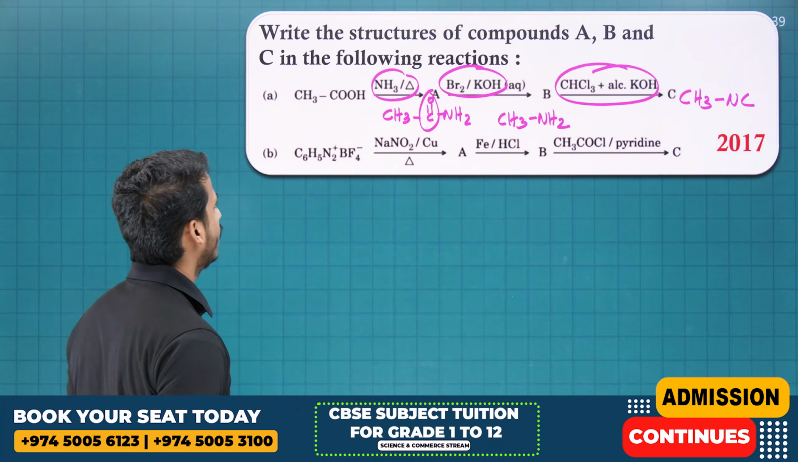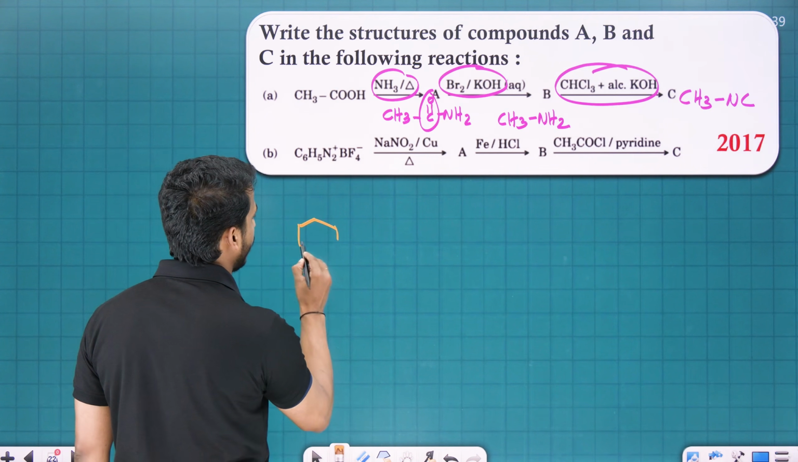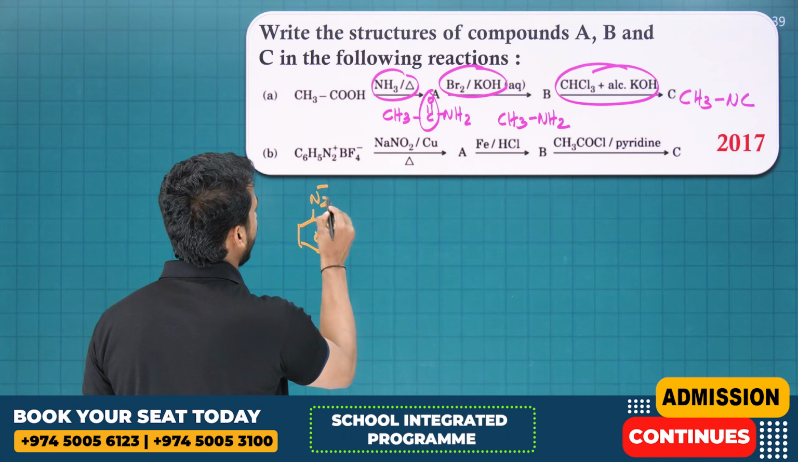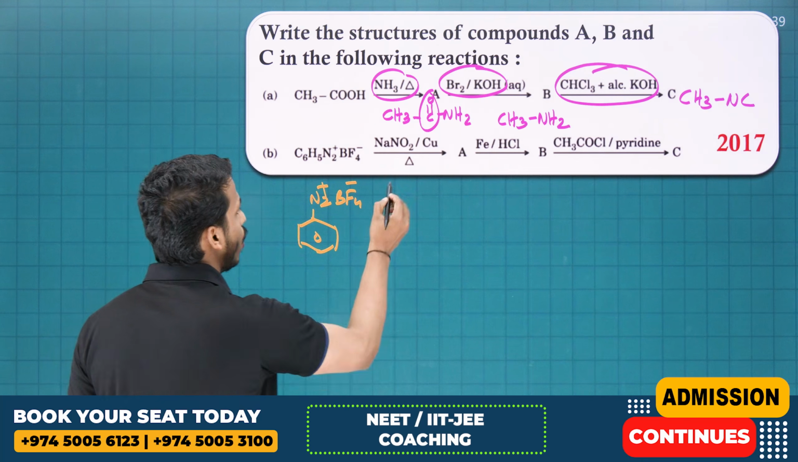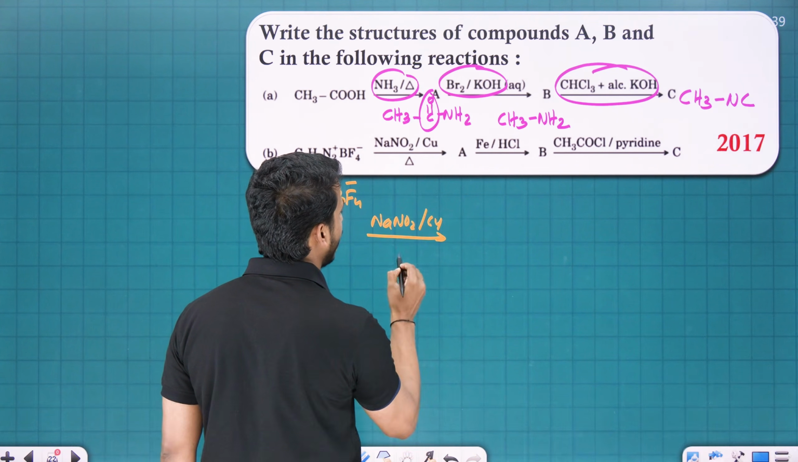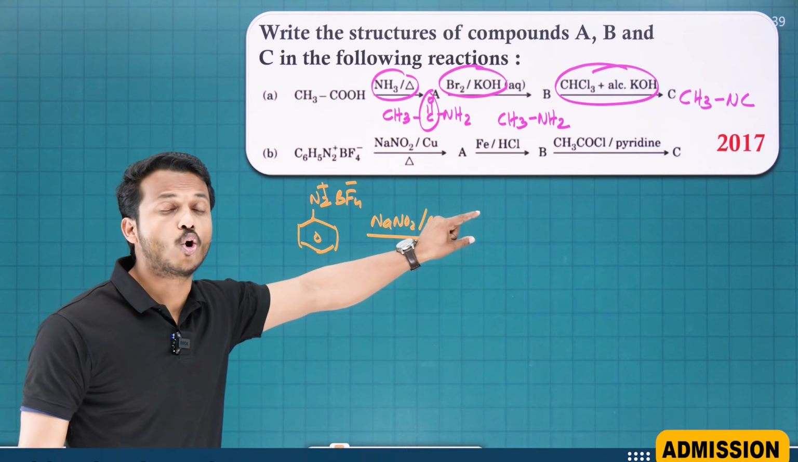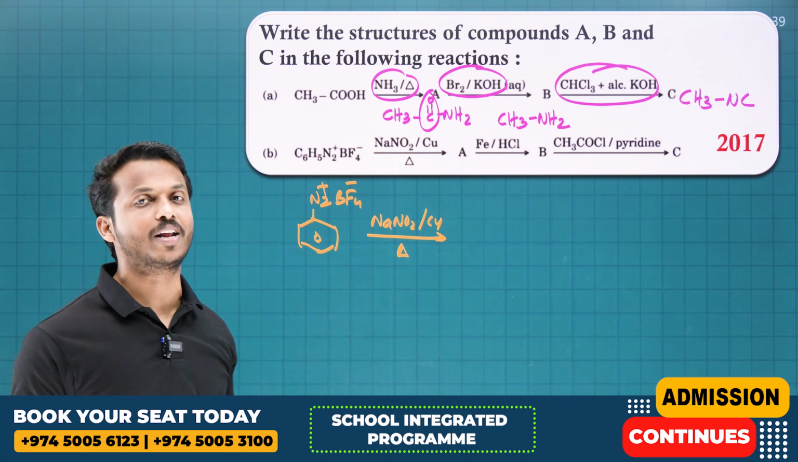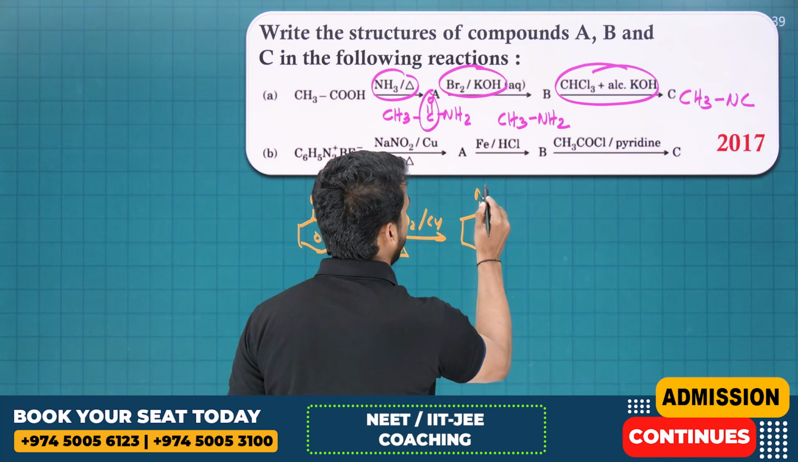Finish. What is this compound? This compound is benzene diazonium BF4 minus, tetrafluoroborate. This when treated with NaNO2 and copper and heat... When you simply heat this compound, you get fluorobenzene. That is called the Balz-Schiemann reaction. But if you heat it with NaNO2, we get nitrobenzene.